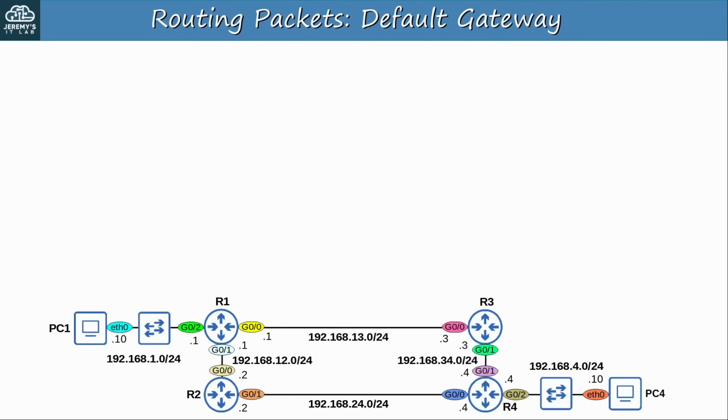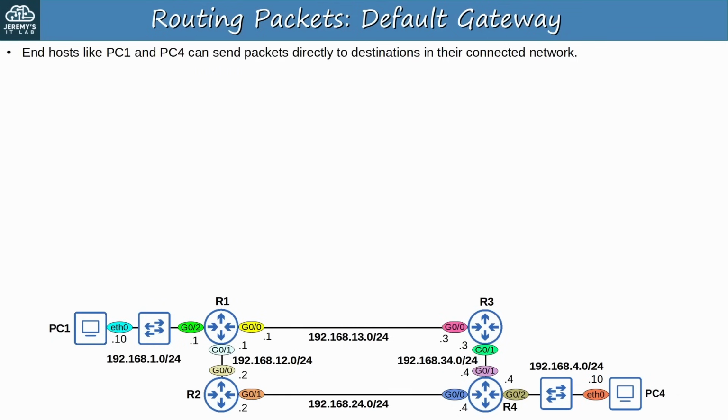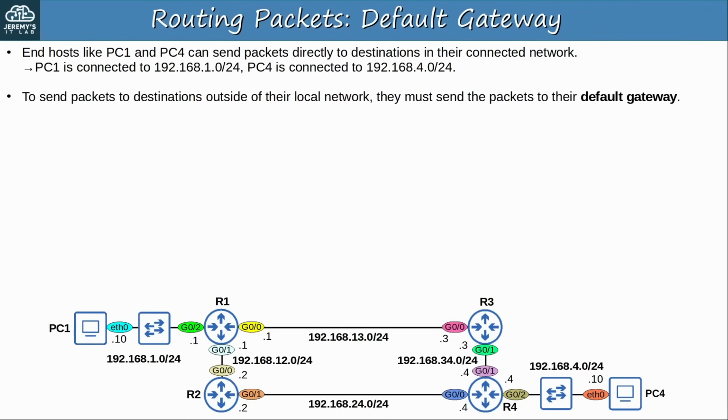So, first we are going to look at the concept of default gateway. End hosts like PC1 and PC4 can send packets directly to destinations in their connected network. PC1 is connected to 192.168.1.0/24, so it can directly communicate with other hosts in that network. And PC4 is connected to 4.0/24, so it can directly communicate with hosts in that network. However, to send packets to destinations outside of their local network, they must send packets to their default gateway. Gateway is an old term for router, so it means default router.